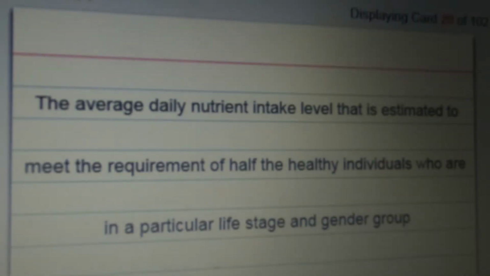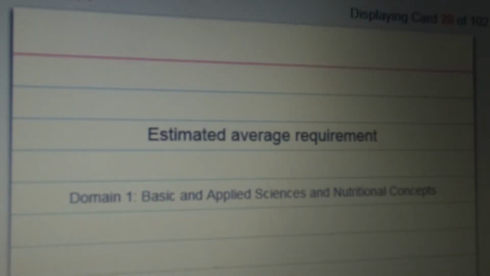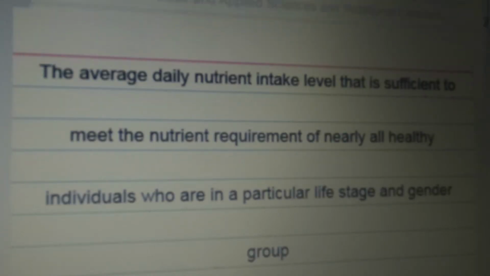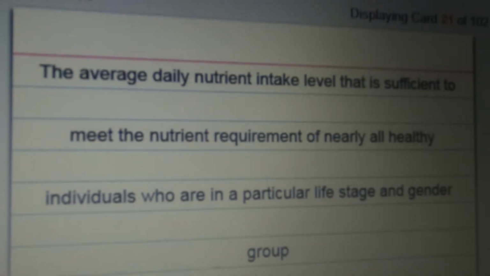Nutrition. The average daily nutrient intake level that is estimated to meet the requirement of half the healthy individuals who are in a particular life stage and gender group. Estimated average requirement. The average daily nutrient intake level that is sufficient to meet the nutrient requirements of nearly all healthy individuals in a particular life stage and gender group.